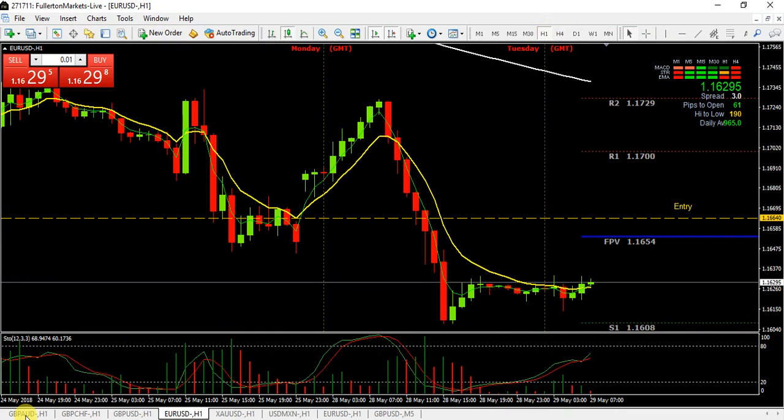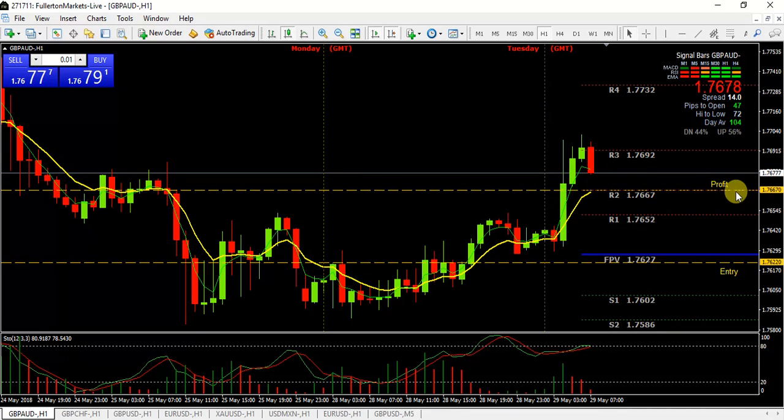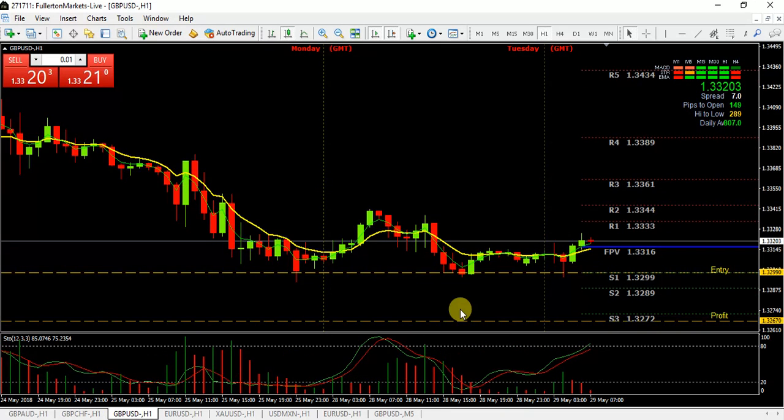Then looking at the pound Australian, not much expected there. It's already done what it's supposed to do, actually. The entry was at 1.7622. The pound Australian has already moved past the profit target today, with the Asian Pacific market having a lot of activity for some particular reason. The profit was 1.766.